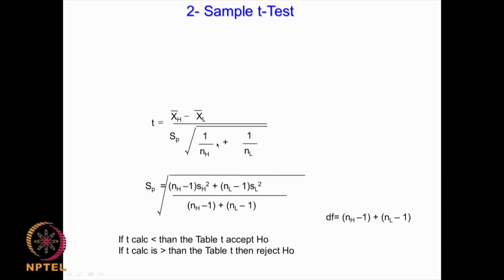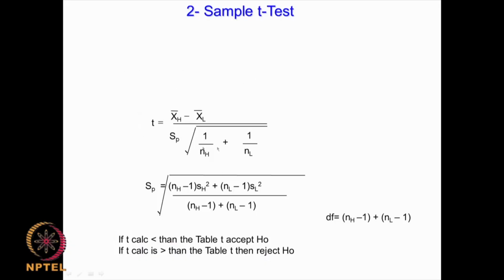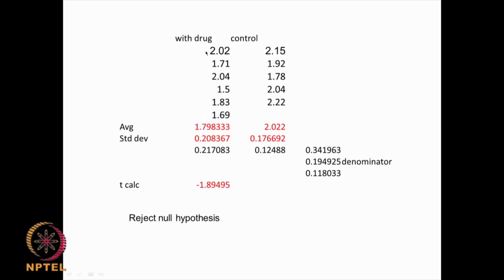It is easy to use software, whether an Excel command like t test, or GraphPad-like software or any commercial software, but then you need to know what the underlying equation is. That is very, very important, and that is what I would like to emphasize. So, with drug, the 6 numbers are here. Control, that means you are not giving the drug, there are 5 numbers.